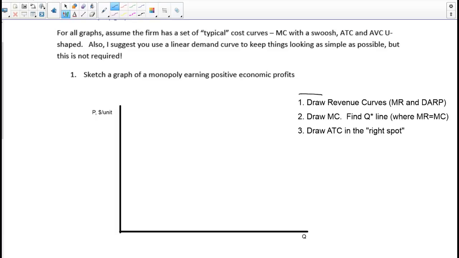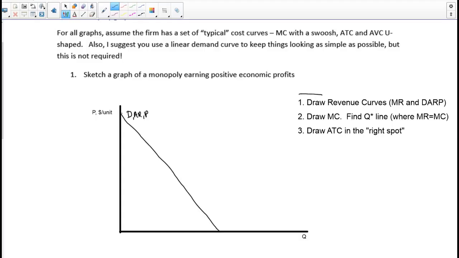All right, so whenever we're sketching these graphs, first thing we're going to do is draw the revenue curves. The first thing we'll do is draw the demand curve in. I typically like to have it be just a nice line, and I'm going to go ahead and label that DARP. And remember we talked about how those three things always stick together: demand, average revenue, and price. So any point along this curve is going to represent any of those three things for the monopolist.